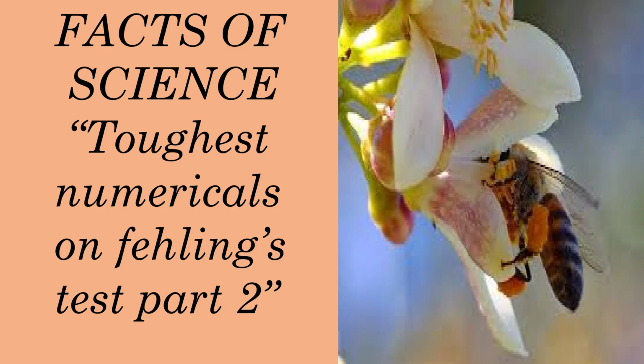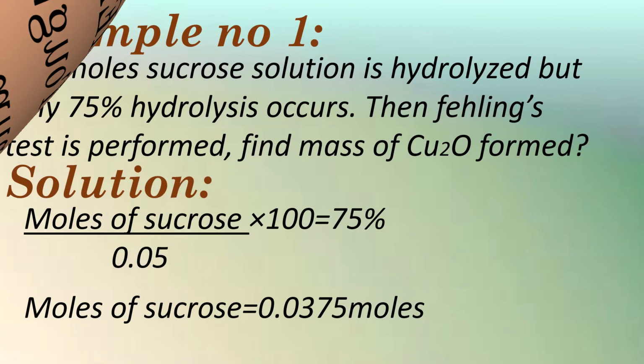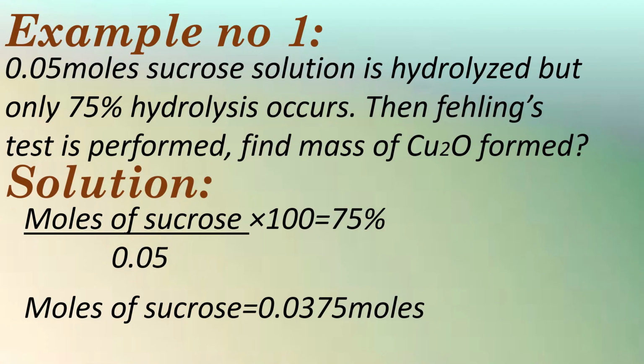So now I will tell you about toughest numericals on Fehling test part 2. Example number 1. 0.05 mole sucrose solution is hydrolyzed, but only 75% hydrolysis occurs. Then Fehling test is performed, find mass of Cu2O formed.